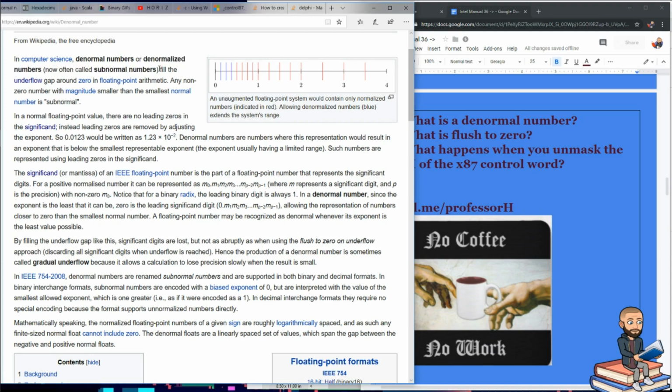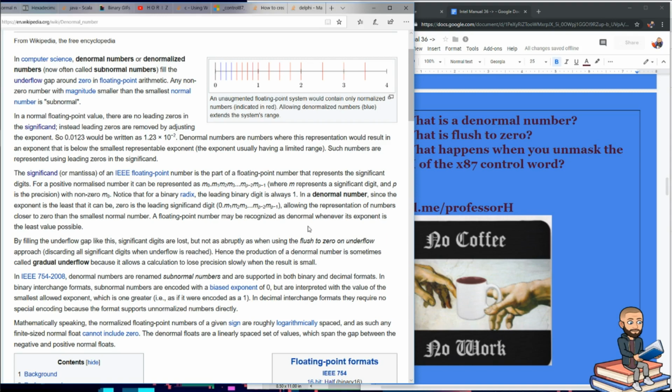Well, here on Wikipedia, it says that denormal numbers fill the underflow gap around 0 in floating point arithmetic. So that's just kind of a fancy way of saying it takes the area between 0 and really tiny numbers. It just takes care of that area. So when they say underflow, similar to overflow, an underflow occurs when a number is so small that there aren't enough bits to represent how small it is.